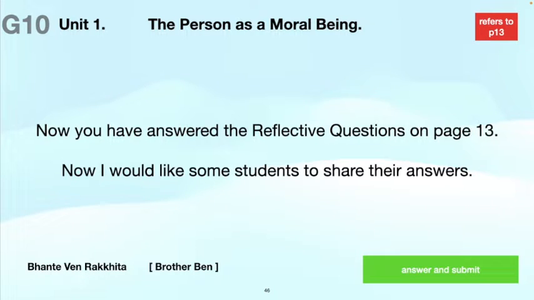Now that you have answered the reflective questions on page 13, now I would like some students to also share their answers. Please answer and submit.